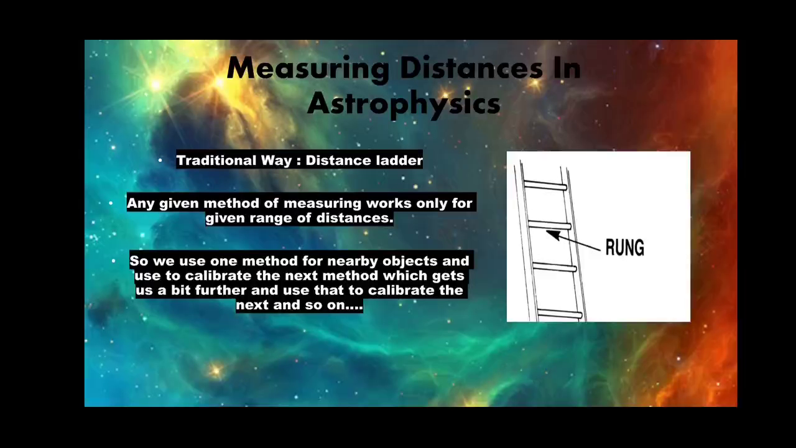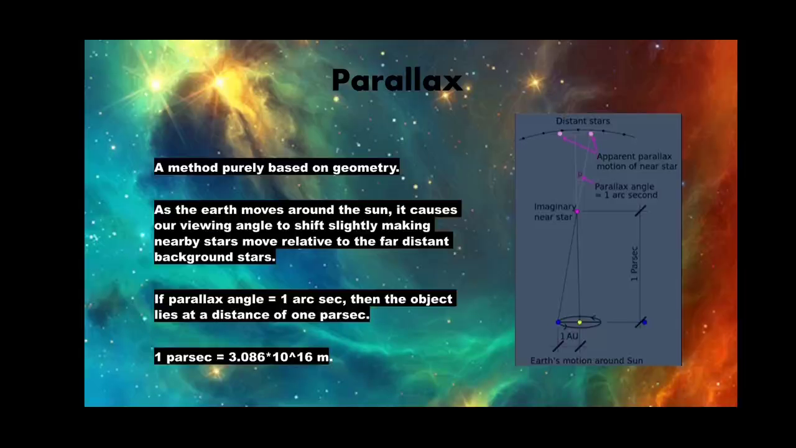And the first and the simplest step is called the parallax, a method purely based on geometry. It is essentially just taking the motion of the earth around the sun. As the earth moves around the sun, it causes our viewing angle to shift slightly, making nearby stars move relative to the far distant background stars. The parallax angle is defined as the difference in apparent position if the earth is moved by one astronomical unit. If the parallax angle is equal to 1 arcsecond, it lies at a distance of 1 parsec. 1 parsec is equal to 3.086 times 10 raised to 16 meters.